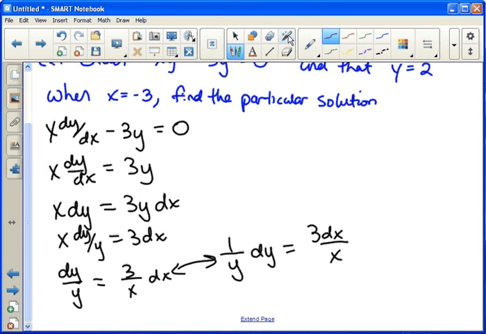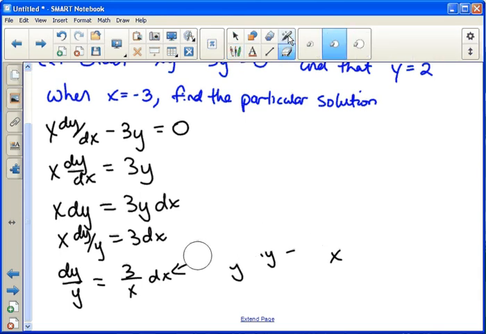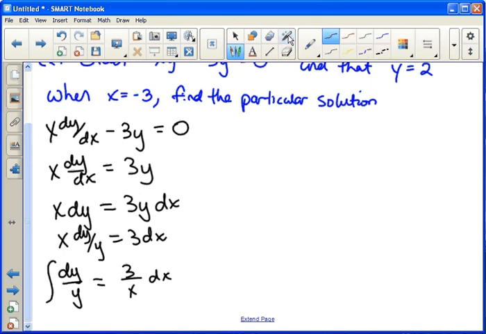Okay, you should be able to see that both of those are going to turn into natural logs. We get the natural log of the absolute value of y equals 3 times the natural log of the absolute value of x plus c. Okay. We got to get y by itself. We've done Leibniz, separate, integrate. Now it's time to simplify.